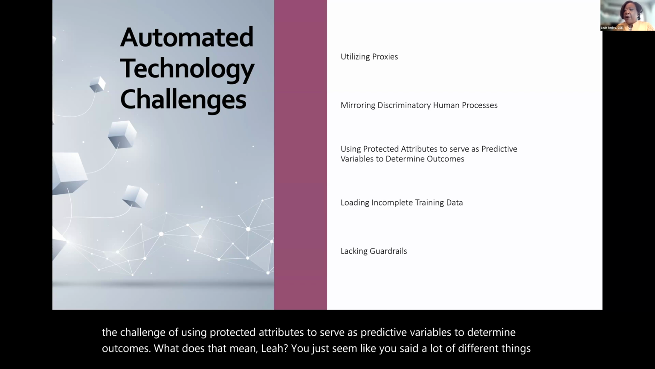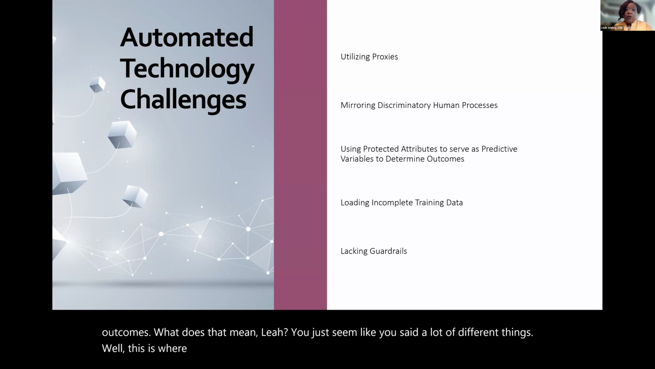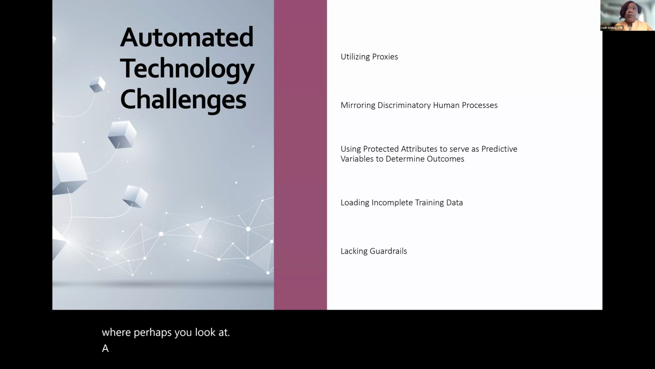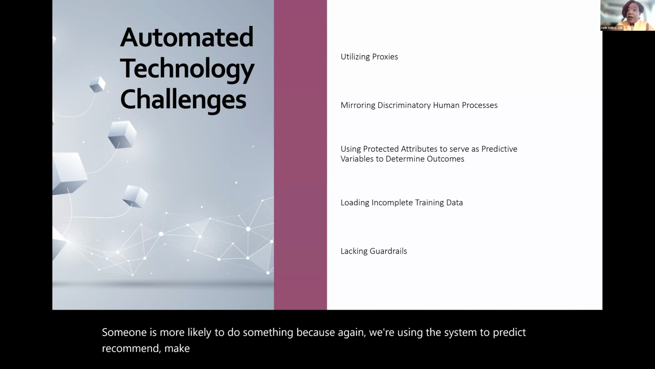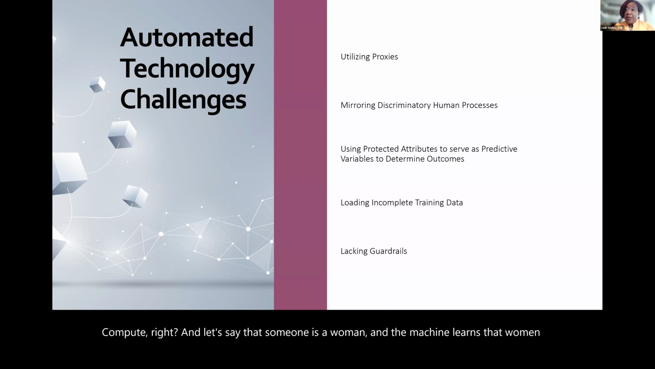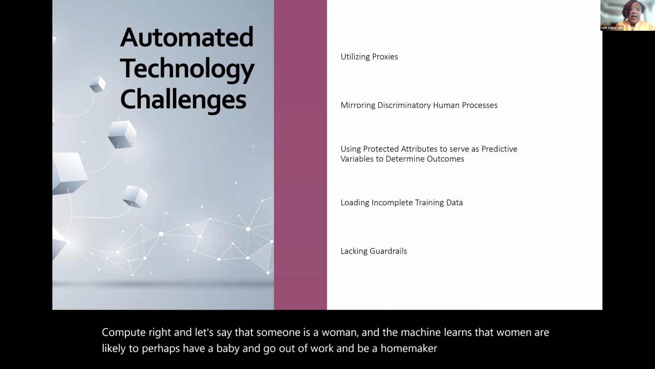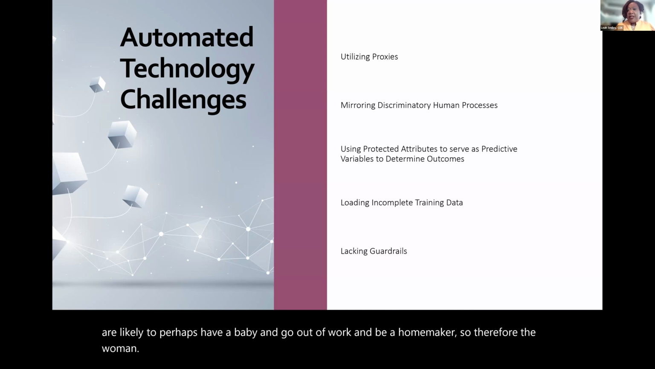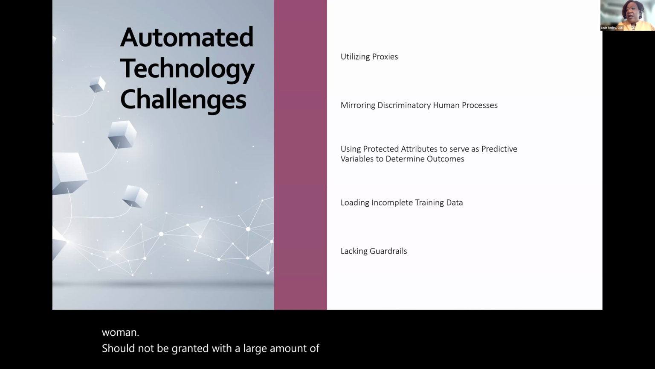Well, this is where perhaps you look at a protected category and determine whether or not someone is more likely to do something. Because again, we're using the system to predict, recommend, make decisions, compute, right? Let's say that someone is a woman and the machine learns that women are likely to perhaps have a baby and go out of work and be a homemaker. So therefore, the woman should not be granted a large amount of credit because she is more likely to not have the income to pay it back.